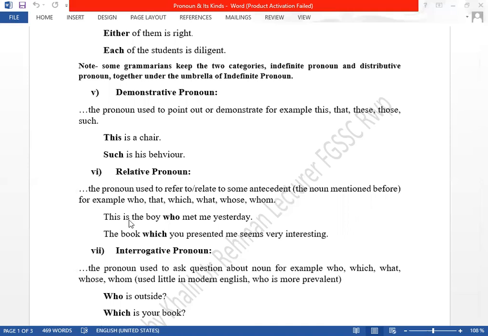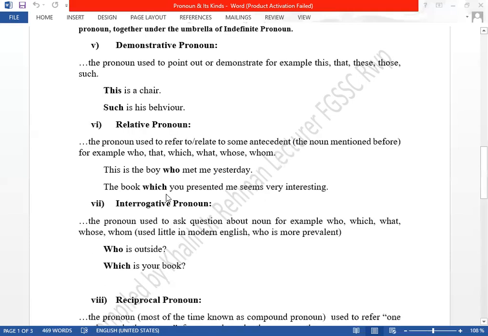It is not 100% true that in each and every case the noun that is present exactly before the relative pronoun would be related to itself. Sometimes in sentences they might differ in position, but we have to look at the meaning. If they are relating some noun mentioned before, that is called a relative pronoun. The pronoun that performs the function of relating things mentioned before is called a relative pronoun. Take this sentence: this is the boy who met me yesterday.